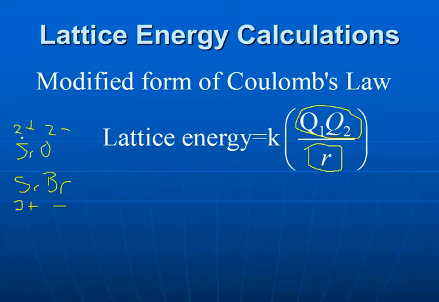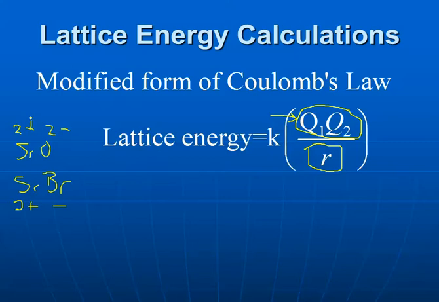So you do have a couple problems at the back of your chapter where you're rationalizing the trend in ionization energies, or picking which compound has a higher or lower, greater or smaller lattice energy. So the first thing you're going to do is look at the charge of the ions in that substance, and then the one that has the larger magnitude of charge will be the one with the larger lattice energy.